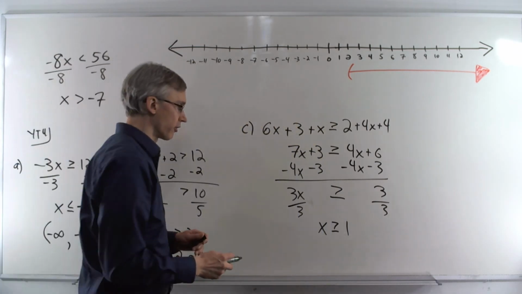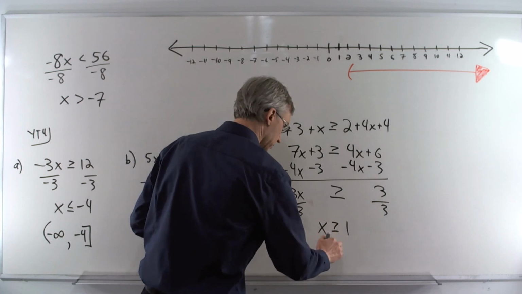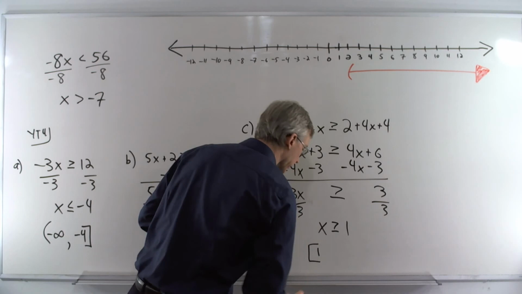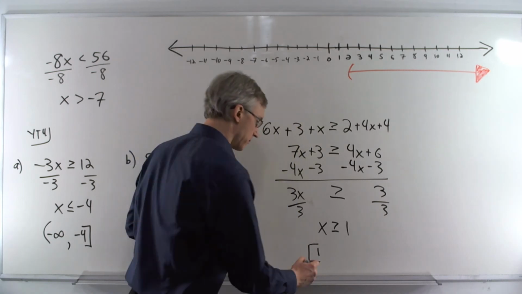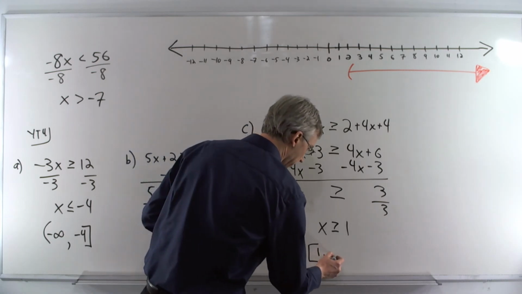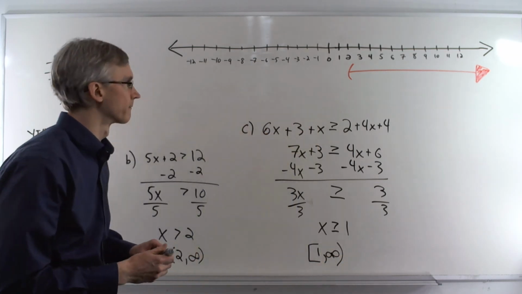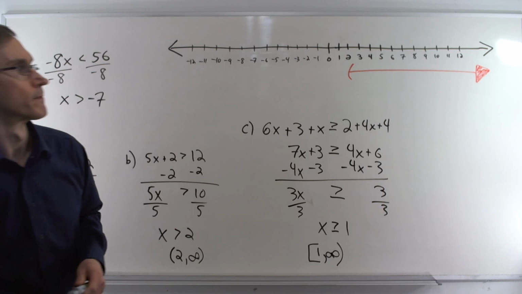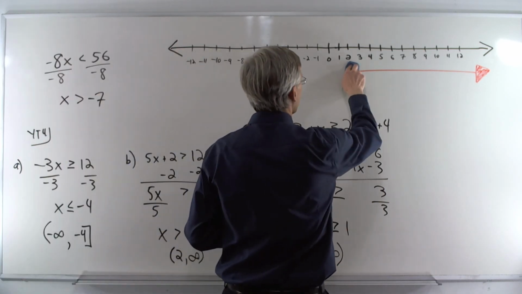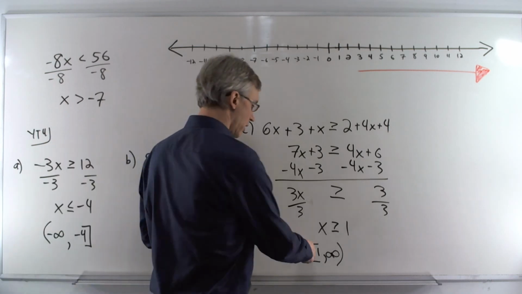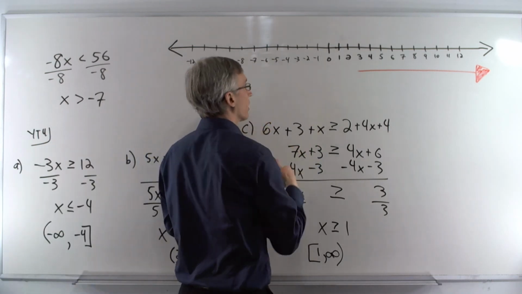All right, interval form. We've got greater than or equal to, so we use a square bracket for the left-hand number. We're going infinitely to the right. So we got infinity and a parenthesis there. So this one, the graph is going to look very similar, except we're going out to 1. And since we have a bracket here, we're going to have a bracket on the graph.